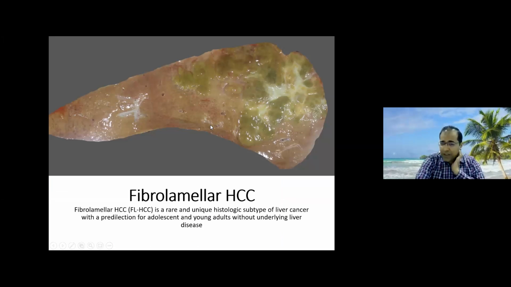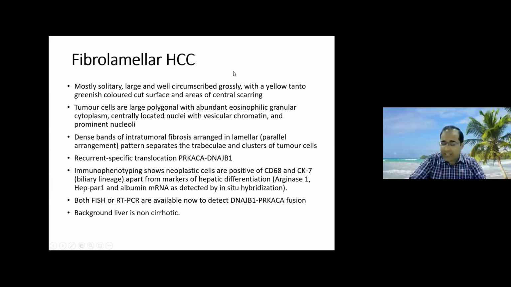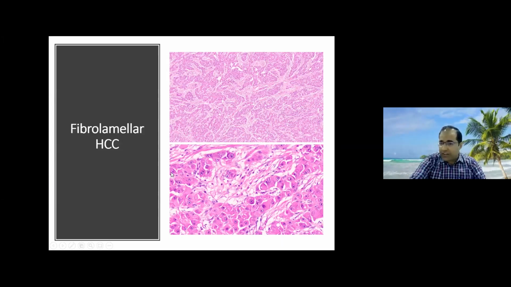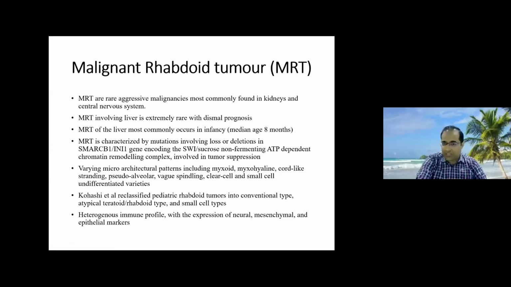Another thing is fibrolamellar, a word on it because it's important. They occur in teenagers and young adults, and the typical feature is scarring. They can be misinterpreted in radiology as focal nodular hyperplasia. You can see the scar, this greenish tumor, and they have a very, very characteristic histology with very large cells with prominent nucleoli and a lot of fibrosis.